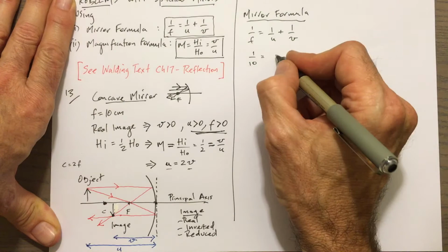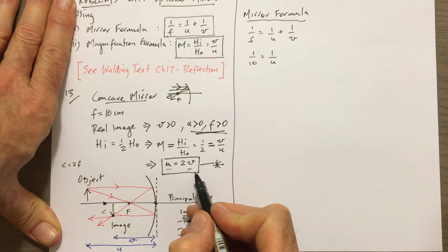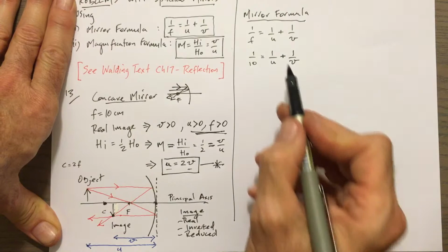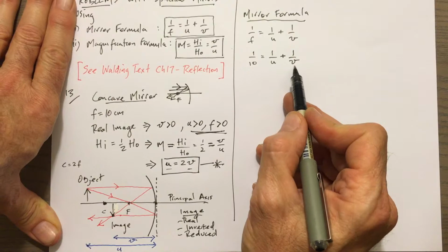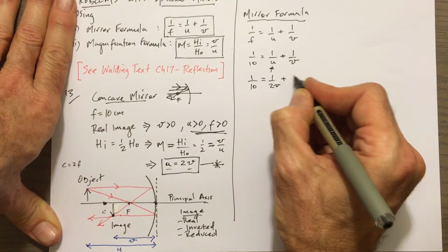But now let's use this relationship here, right? We can call that asterisk. I'll do this the other way around. I got that back to front, never mind. What I've written here is still okay, but the problem is we have U and V. I just want either U or V. Turns out I'll replace U with 2V. So that's going to be my next line: 1 on 10 equals 1 over 2V plus 1 over V.